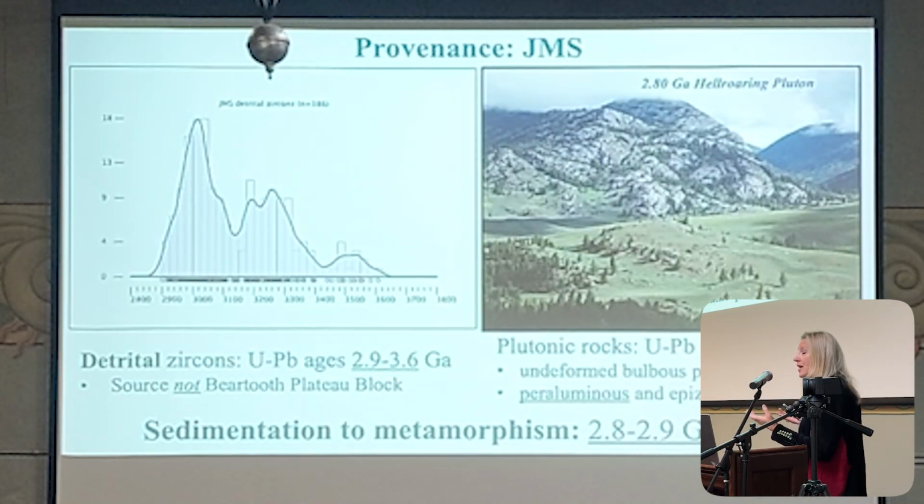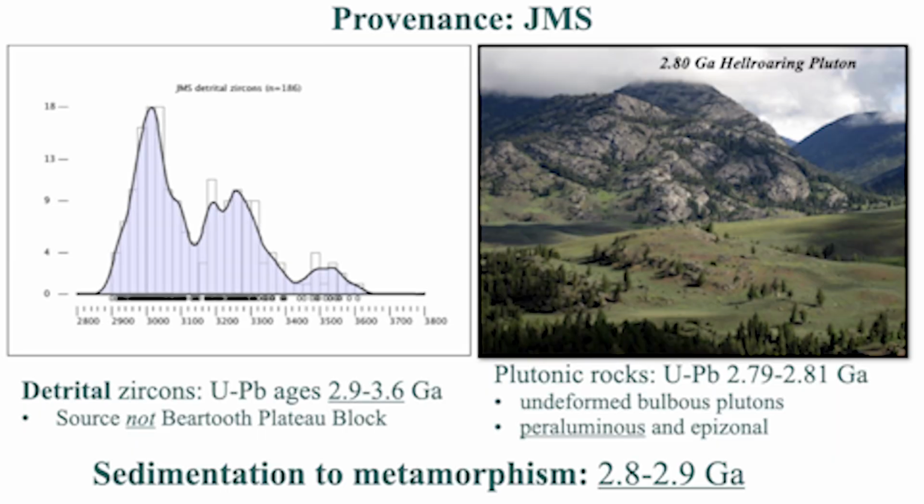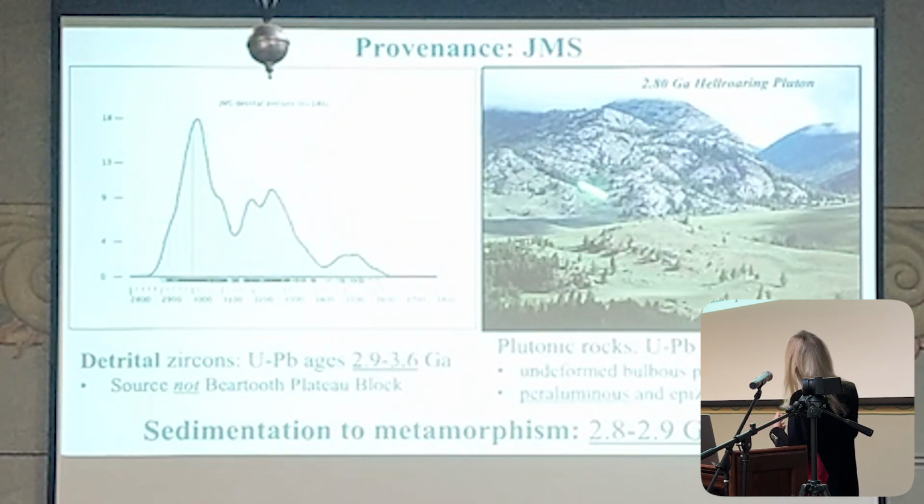We know the youngest age of the pre-metamorphic detrital material is given by the age of the youngest zircon. The youngest zircon is about 2.9 billion years, and the zircons in this package go up to about 3.6 billion years. So we know that the source of these sediments is not the Beartooth Block, because that's 2.8. We have further constraints on this sedimentary sequence by the cross-cutting plutonic rocks shown here.